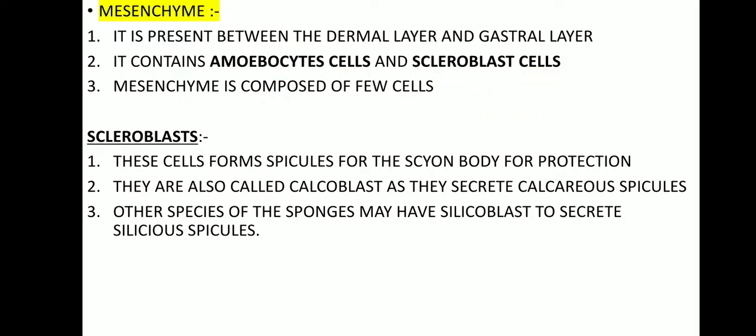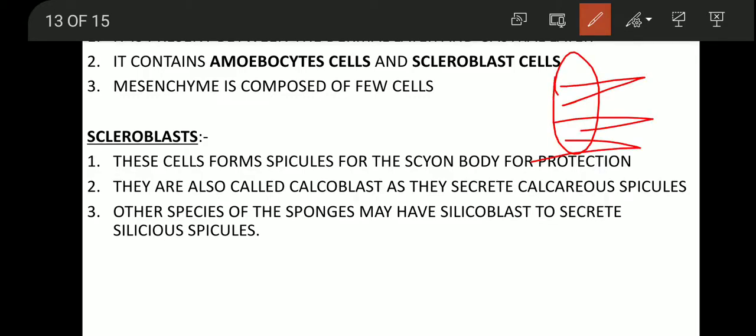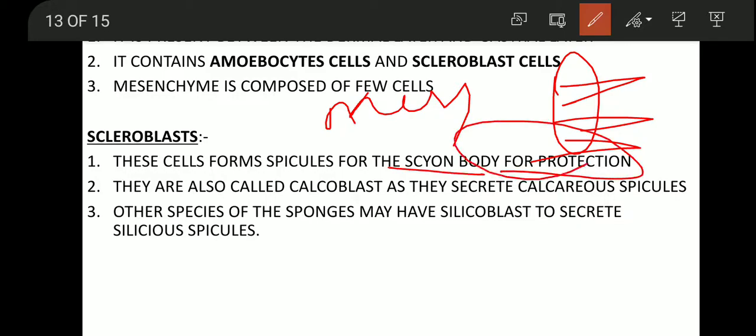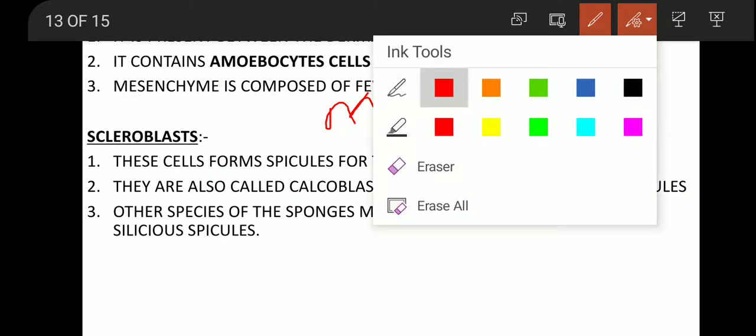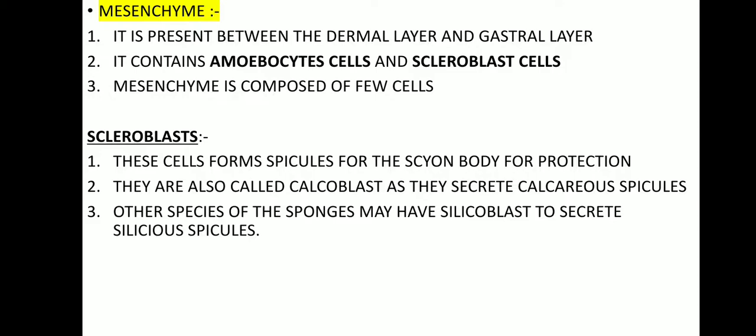So now let's see what scleroblasts are. These cells form spicules. I told you earlier that the mesenchyme, the middle layer, has spicules. So which layer produces spicules? The mesenchyme, for protection of the body. If they are made up of calcium, they are called calcareous spicules. If they are made up of silicon, they are called siliceous spicules. So there are two types of spicules, calcareous spicules and siliceous spicules.